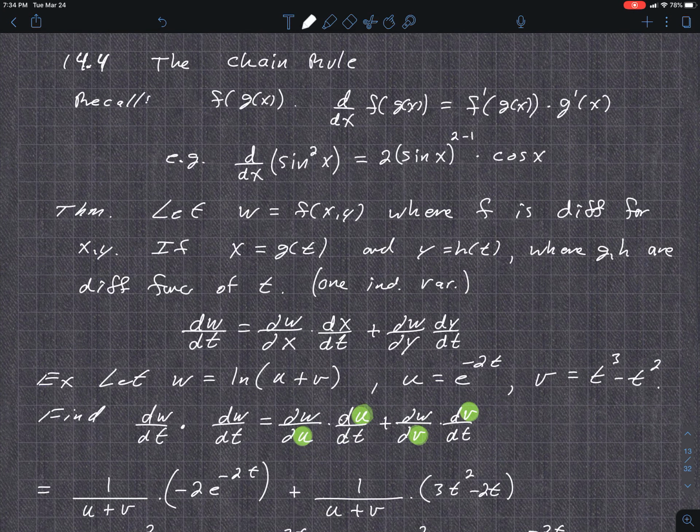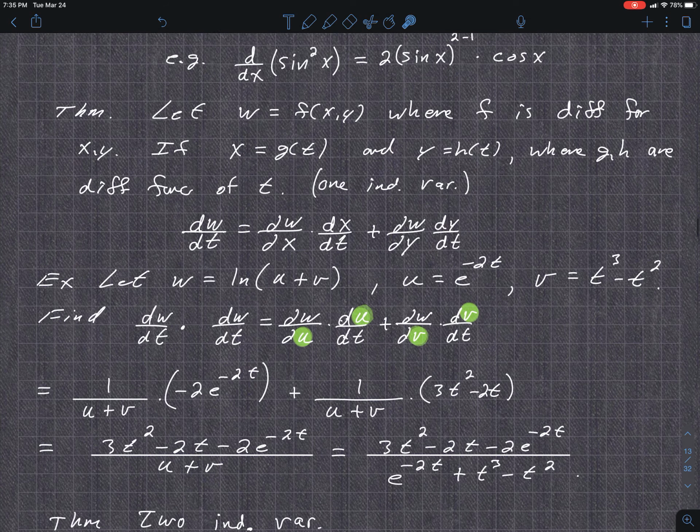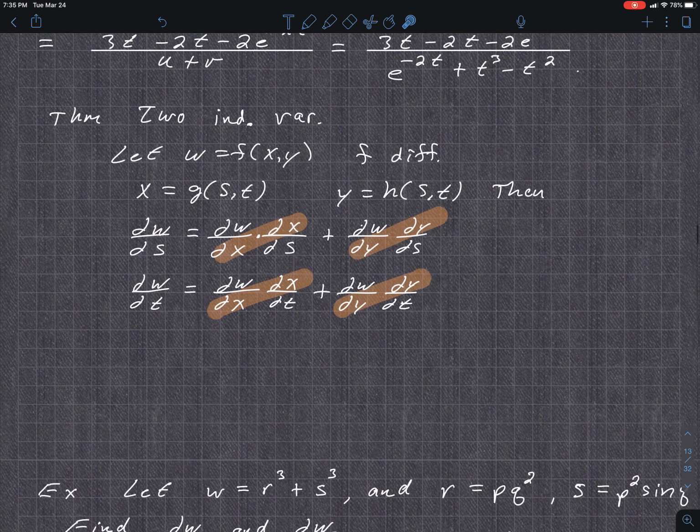14.4, the chain rule. So in 14.4, we define the chain rule. This is all single variable stuff here. Then we looked at how to apply it. So I'm not going to go through all these details. You need to know how to do all this stuff.